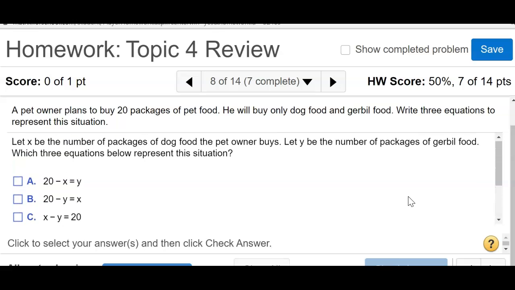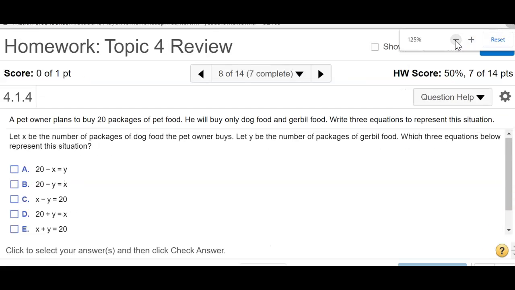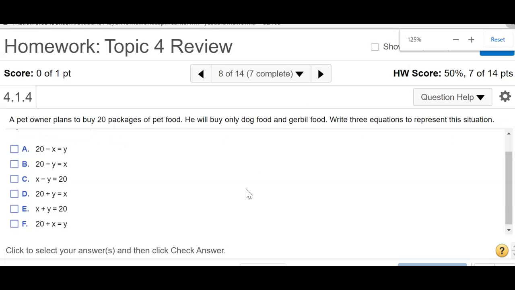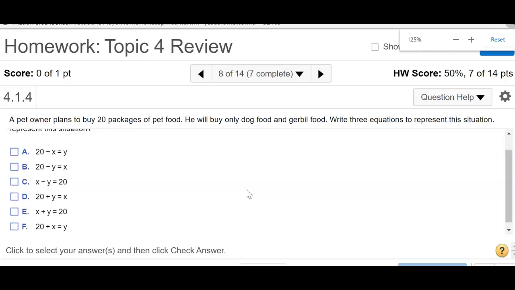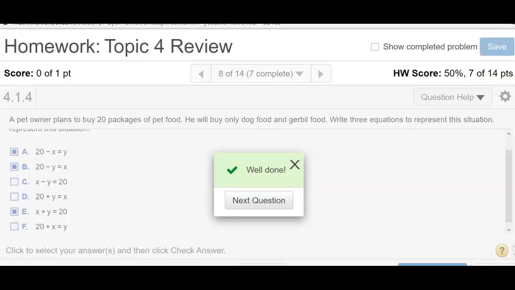This one's kind of hard to see, but let X be the number of packages of dog food that pet owners buy. Let Y be the number of packages of gerbil food. Write 3 equations below to represent the situation. So here's your situation. You need to write it 3 different ways. What are the 3 correct equations here? And the answer is A, B, and E. Awesome job.